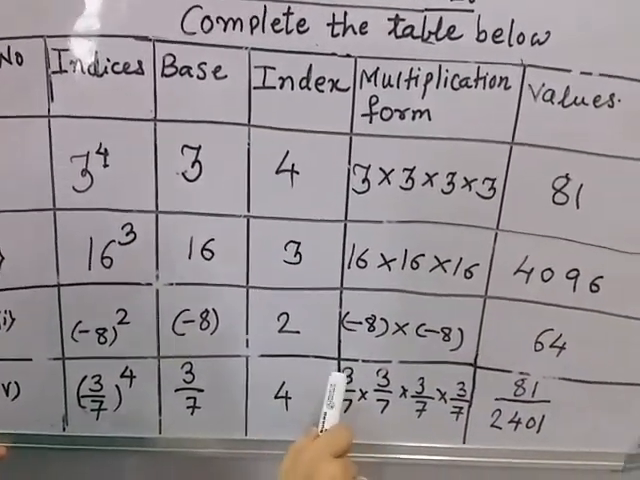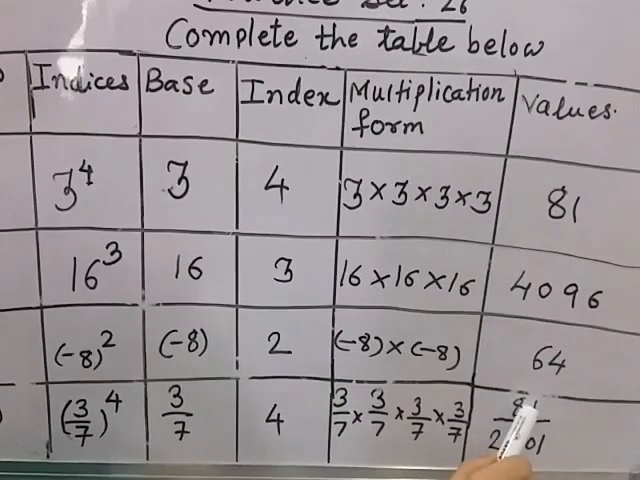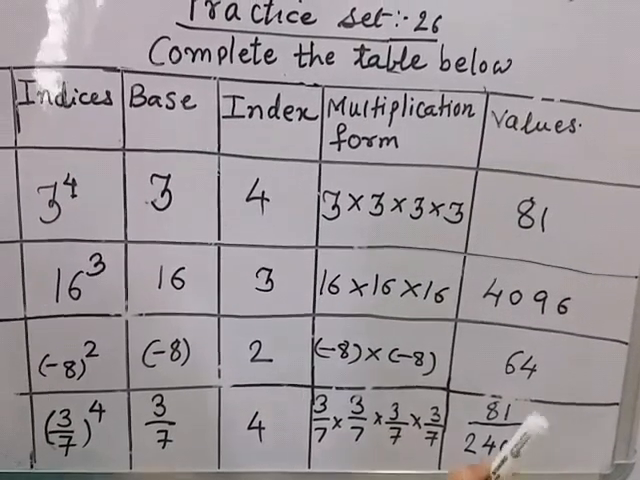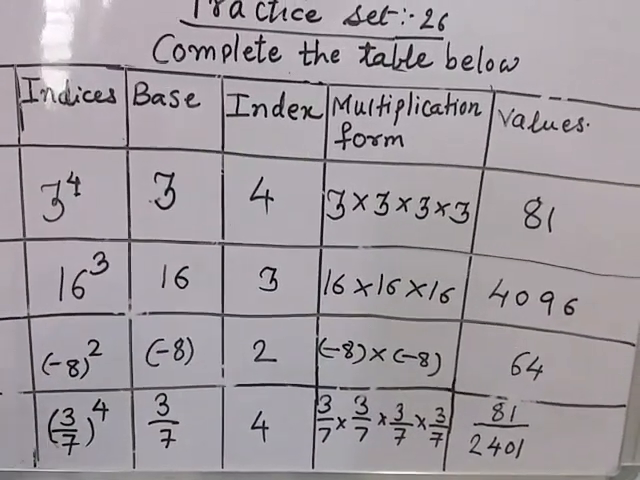So here what we did? We multiplied the numerators together, so we got the numerator 81. And then the denominators multiplied together, so we got the answer 2401. Student, I hope you understand.